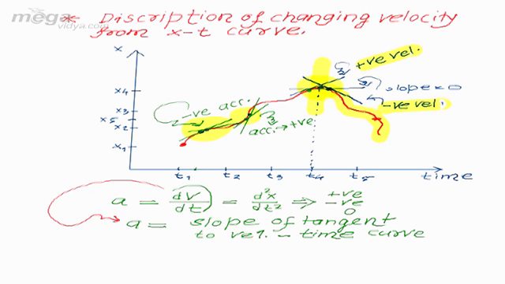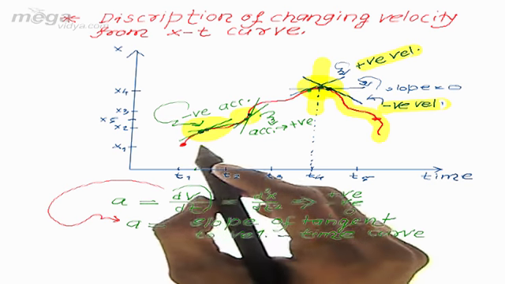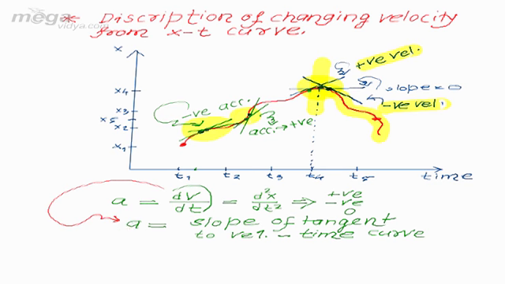Now we have studied the displacement time curve for these things: average velocity, average speed, instantaneous velocity, instantaneous speed, and finally average and instantaneous acceleration. So from this it is also clear that from this curve we can study in what way the particle's position is changing and the particle's velocity is changing.